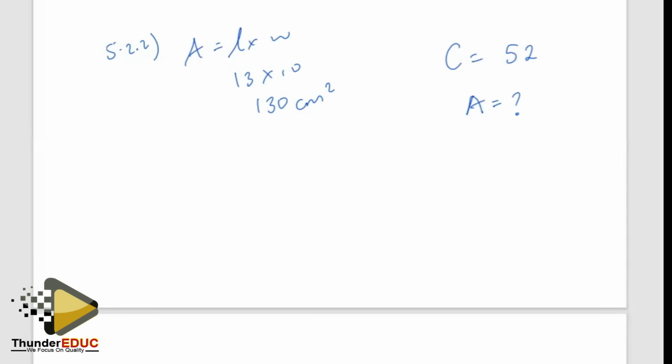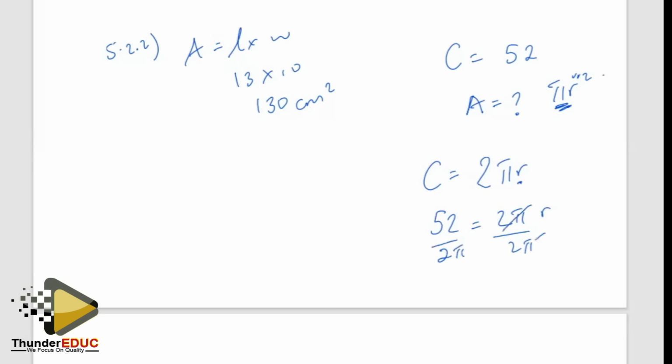We know that the formula for the circumference is 2 pi radius. For us to get the area, it must be pi radius squared. So the only thing missing from this formula is the radius. Let's use the circumference to determine the radius and then use that radius to get our area. So 52 is equal to 2 pi radius. Divide both sides by 2 pi.